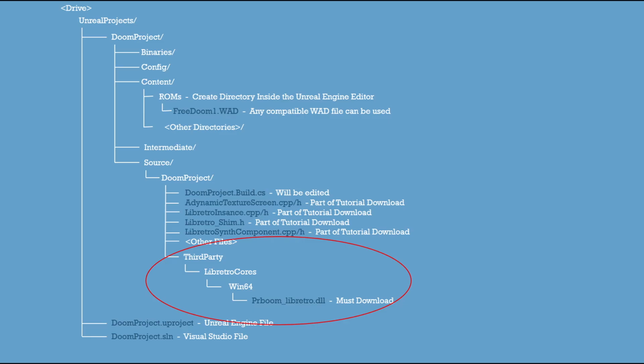Let's create the directory structure for the core. I have multiple layers because my plan is to maybe make a video on Wolfenstein and NES cores, and maybe with Linux or a Mac. It all depends on the interest.